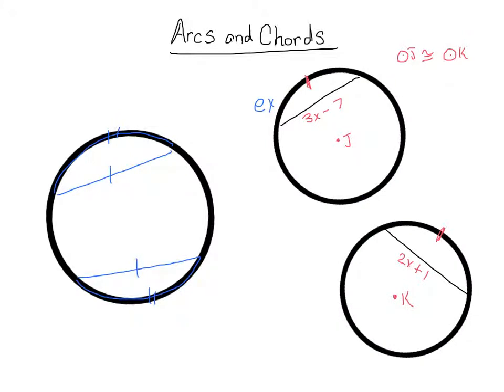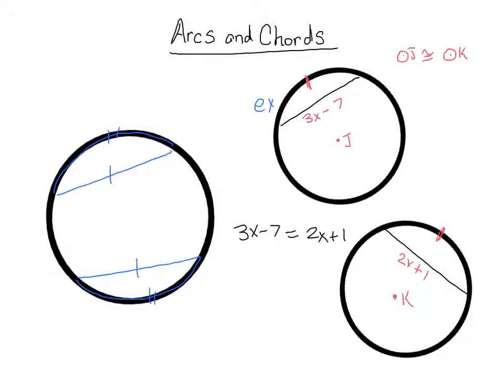So circles J and K are congruent to each other. And we also know in this example that this arc length is the same as this arc length. Because this chord is corresponding to that arc and this chord is corresponding to that arc, that means these chords have to actually be equal in length. So that is what we use to figure out what x is in this case. So we have here that 3x minus 7 is equal to 2x plus 1, and again we can do that because of the theorem I just mentioned.